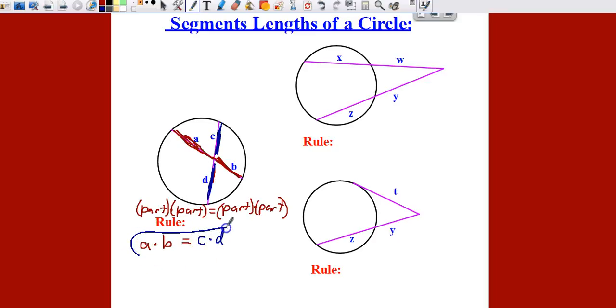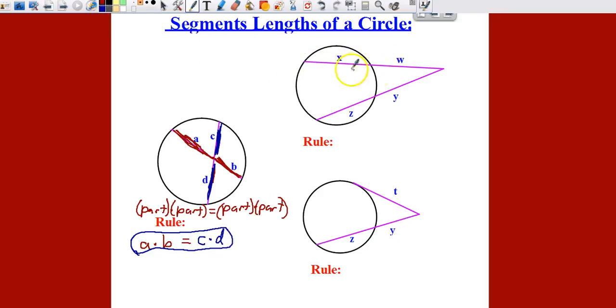And so if I'm given 3 of those 4 things, or if I can come up with 3 out of the 4 things, I'd be able to solve for the 4th one using that rule. All right, now we've got 2 secants meeting on the outside. Again, we're not talking about the angles, we're talking about the segments.